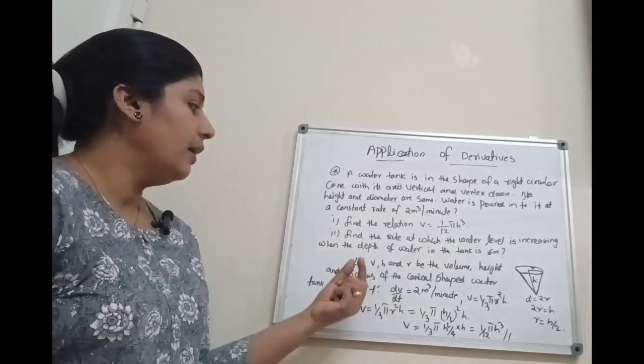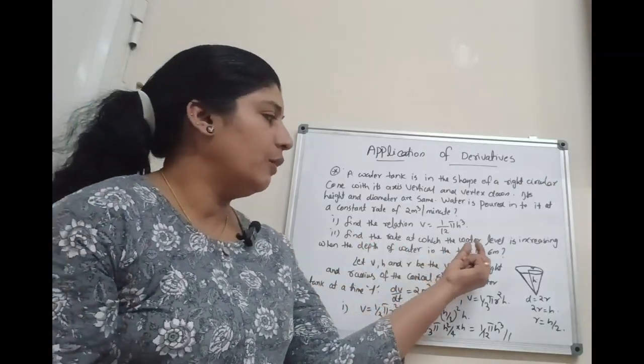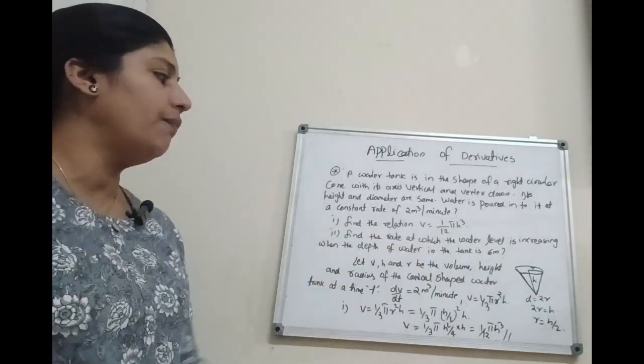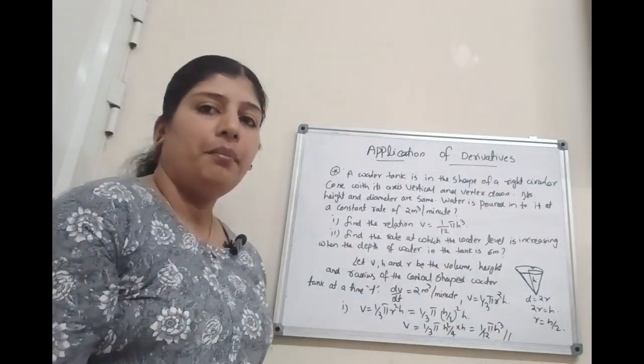Next we have to find the rate at which the water level is increasing when the depth of water in the tank is 6 meter.